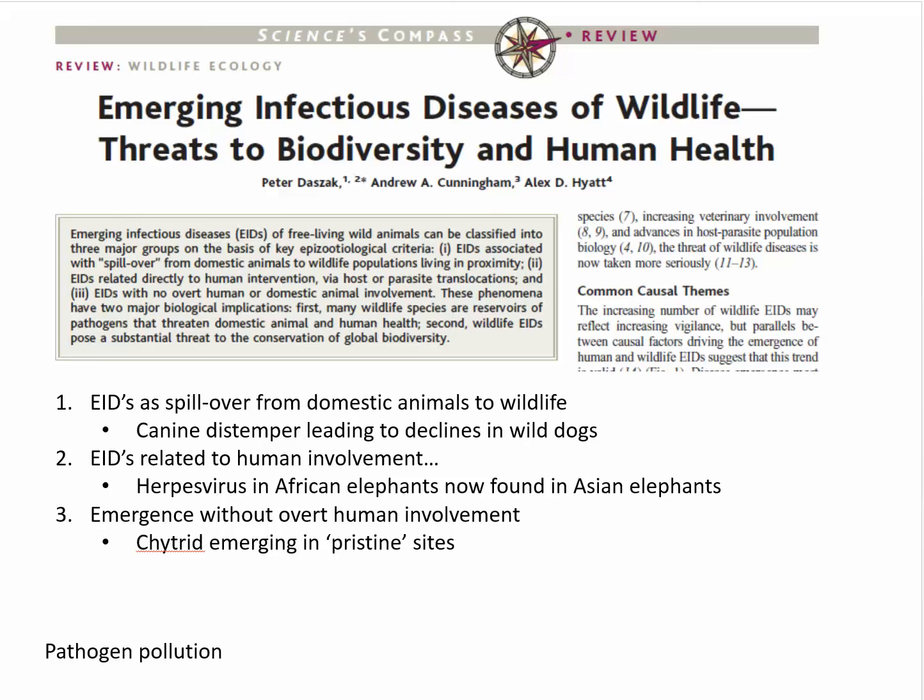And then there's a third case, which is emergence without overt human involvement. One presumes that in most of these cases there's been some sort of human involvement in the background, but it's considerably less direct. An example they use there is chytrid fungus emerging in pristine sites. Chytrid fungus seems to have moved out of wherever it was endemic, probably with human assistance, but then it's been able to spread around into a variety of populations without any direct human input since then.